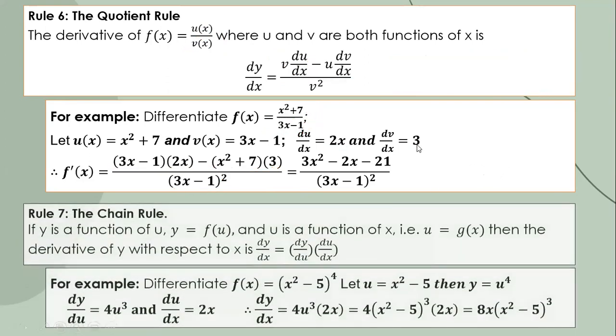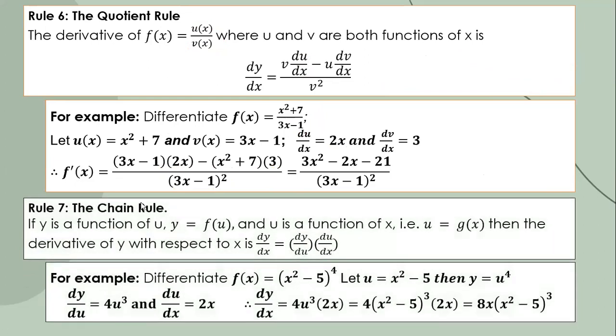The chain rule naman. So, sabi dito, if y is a function of u, and u is a function of x. For example, u is equal to g of x, another function, then the derivative of y with respect to x is equal to dy over du times du over dx. Let's have this example.